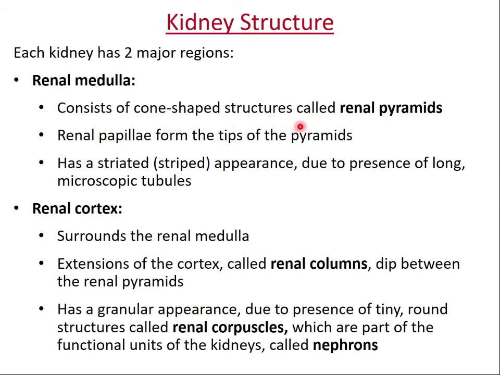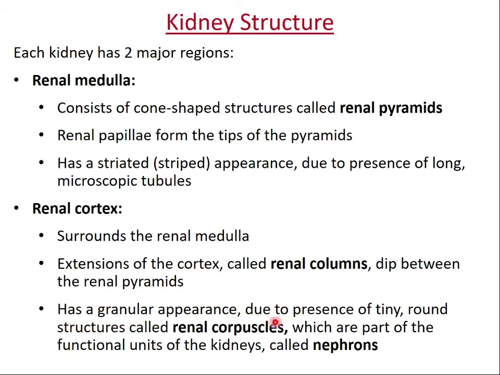They consist of cone-shaped structures called the renal pyramids. And these are important because they have a lot of vasculature, a lot of tubules for the production of urine. The renal cortex surrounds the renal medulla, and extensions of the cortex are called the renal columns. These act more as a support function to the function within the medulla.